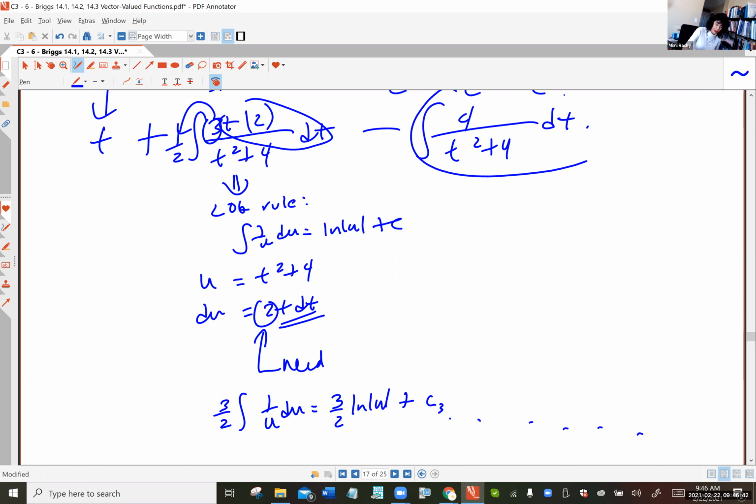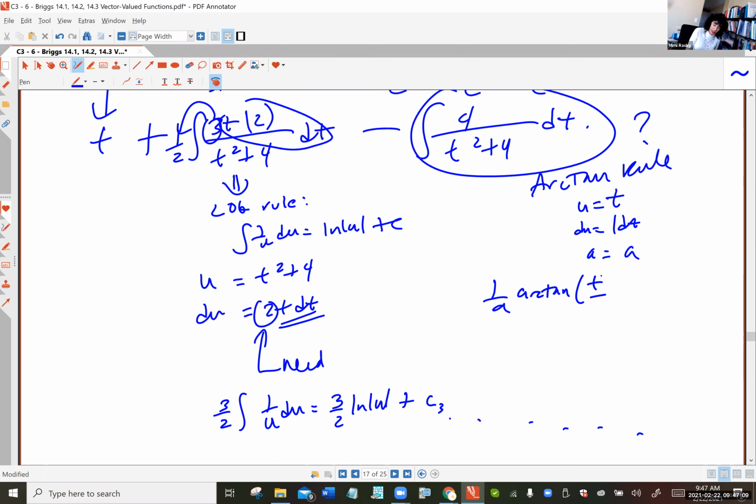Now this guy, anybody know how to integrate this? Not the log rule. Arctan. Arctan, good. This is the arctan rule. So if you're doing an arctan or an arcsine, I want you to tell me the u, the du, and the a to get full credit. U is just t, du is 1 dt, a is 2. So your antiderivative will be 1 over a, arctan of u over a plus a constant. We'll just combine these into one big old constant.